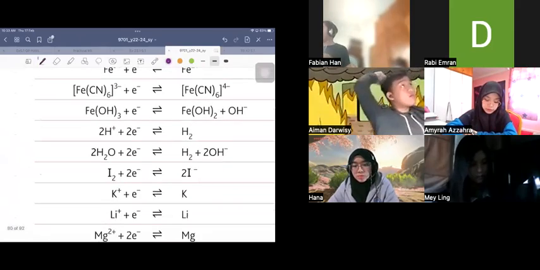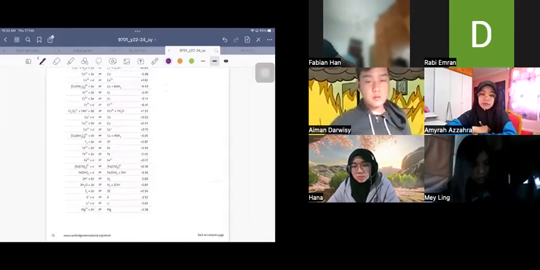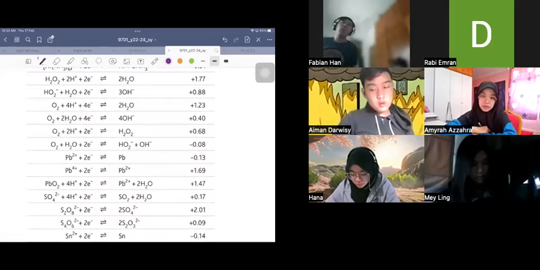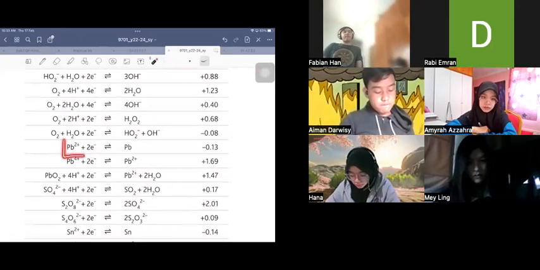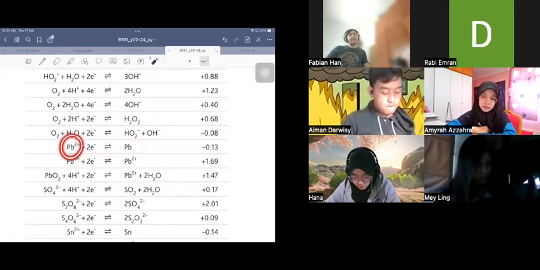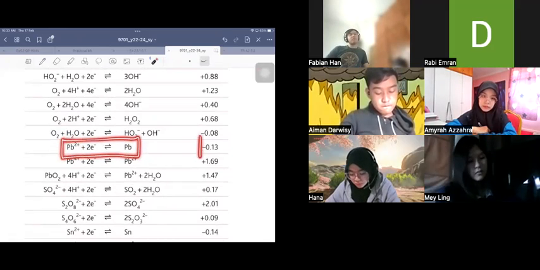Pb would be under P. So again, Pb2 plus to Pb. So you have to read the data booklet carefully. It's not enough to read one side only. You have to read both sides. And that is negative 0.13.